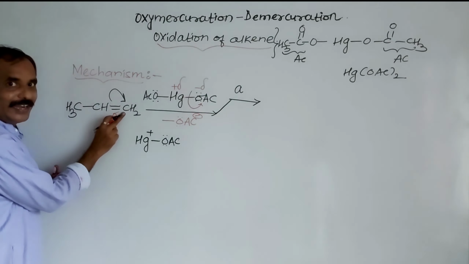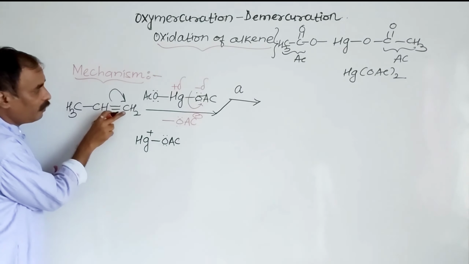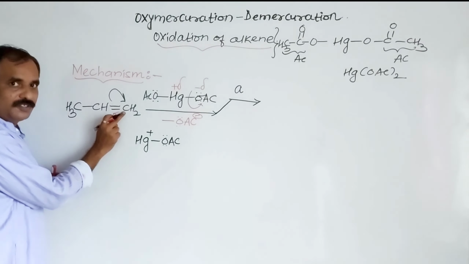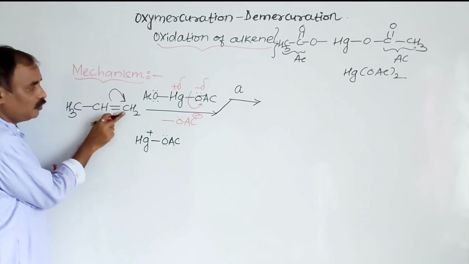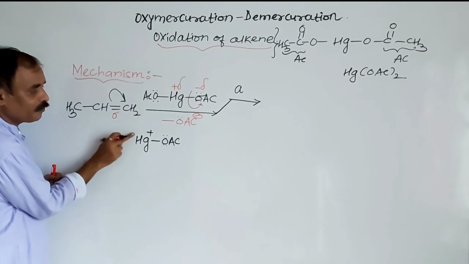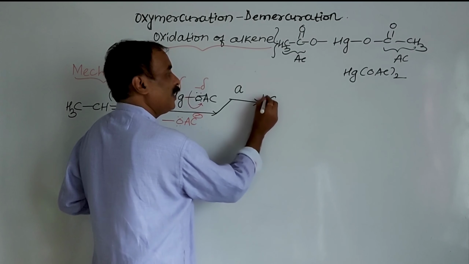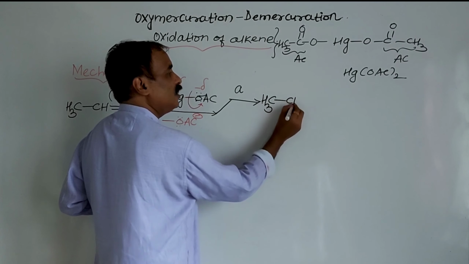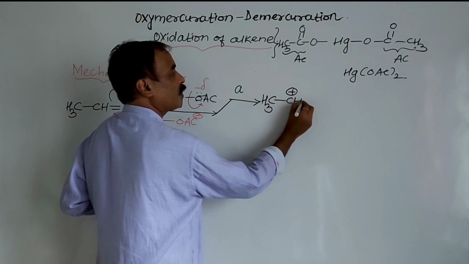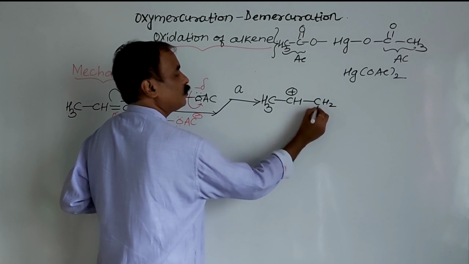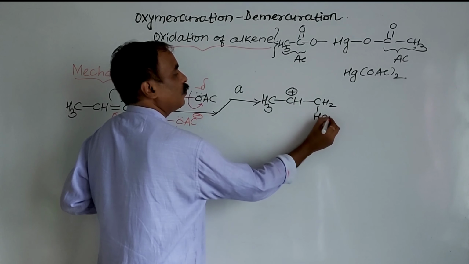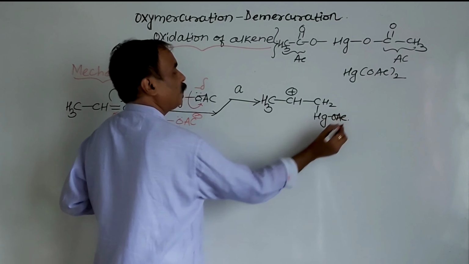So this carbon will be negatively charged and a bond forms between this negatively charged carbon, which is electron rich, and Hg plus. That is, the intermediate will be like this: CH3, CH plus, CH2, Hg, OAC.